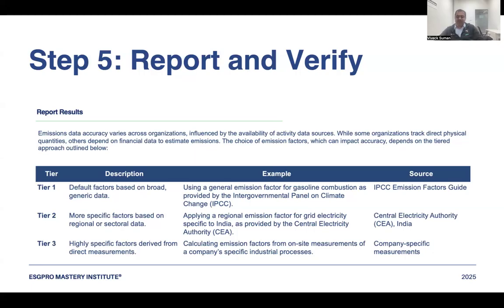But ideally, you have to understand, if you want to increase the accuracy, you have to go to tier 3. And what is tier 3? Highly specific factors derived from direct measurement. So if somebody is putting environmental measurement instruments on their chimneys or their assembly line, that is better, because when you do soldering on an electronic gadget, there is an emission happening. Correct? Yesterday we saw that. That emission has to be recorded in real time.